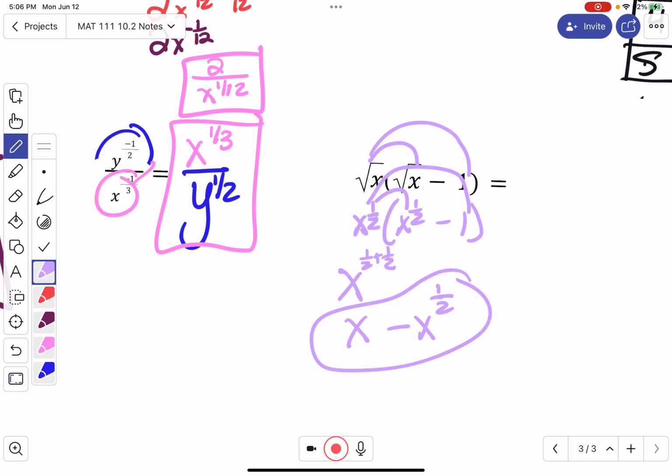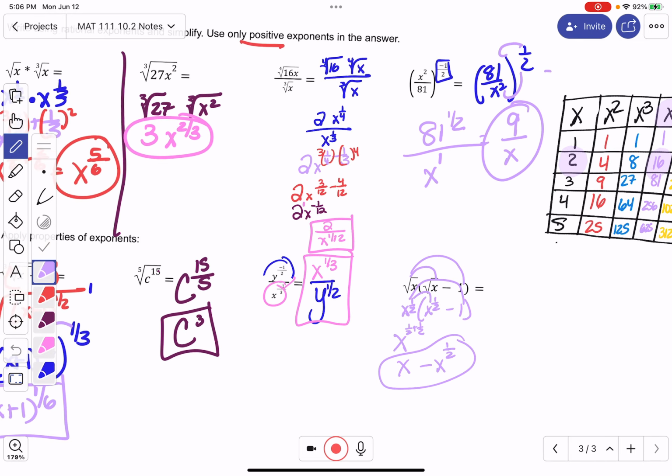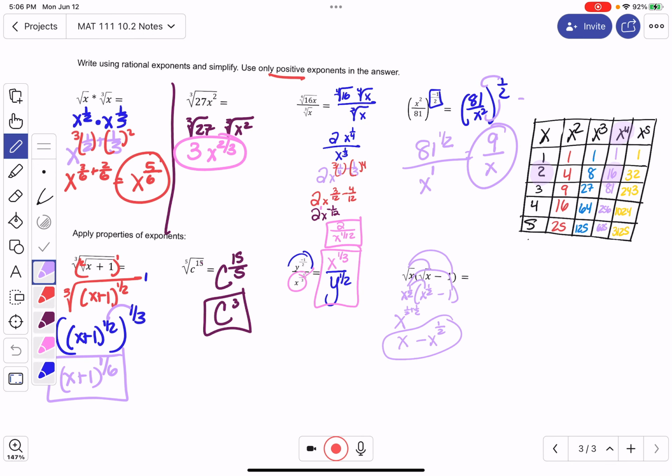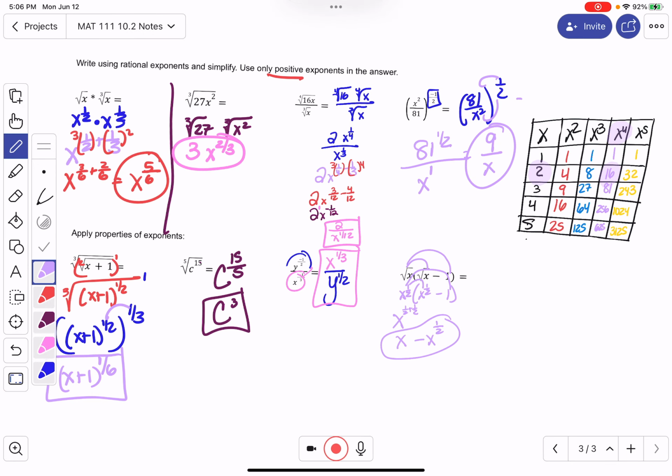So there's that. So that was a really quick review of the exponent rules. If you need help or more practice, let me know. And that's the end of 10-2.